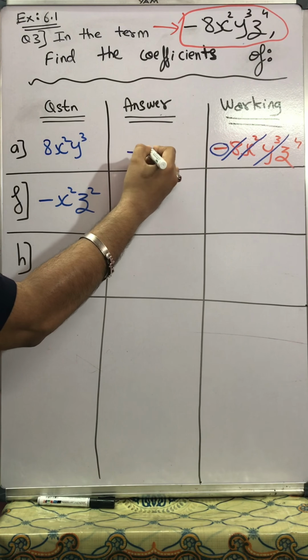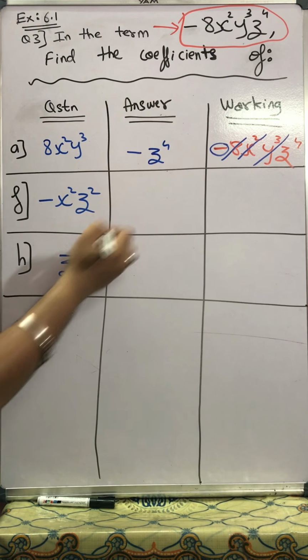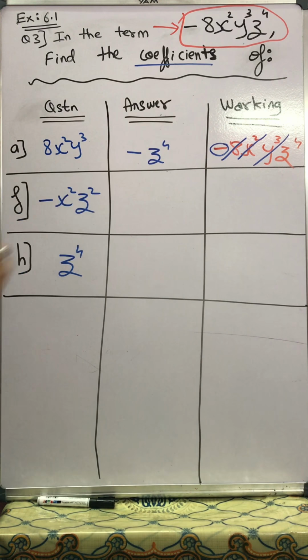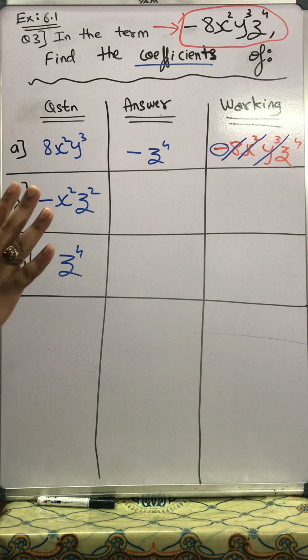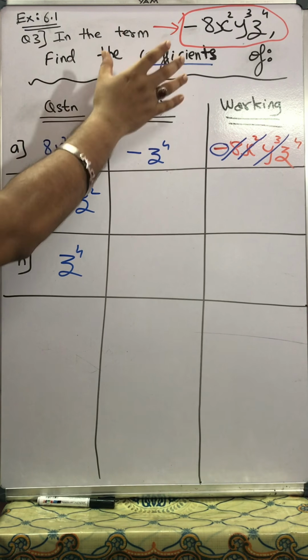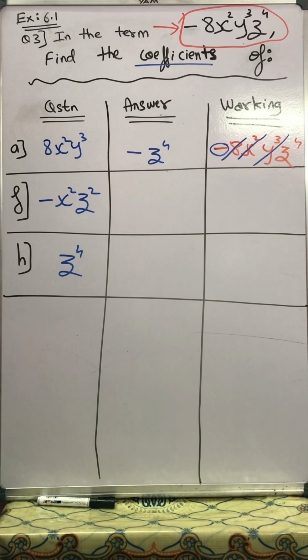So I'll write minus z raised to 4. So this remaining one, minus z raised to 4, are the other friends, the coefficients of 8x square y cube. So the coefficient of 8x square y cube is minus z raised to 4. In this, now we are not dealing with numerical coefficient and literal coefficients. We just want coefficients. Either it will be numerical or literal or both.